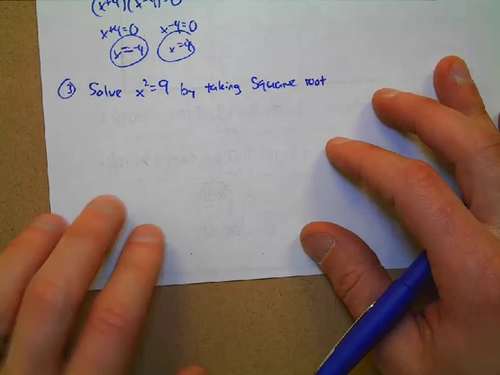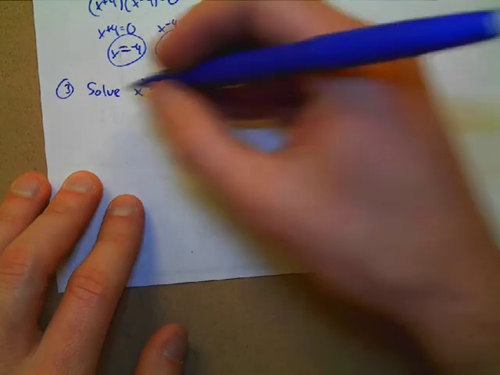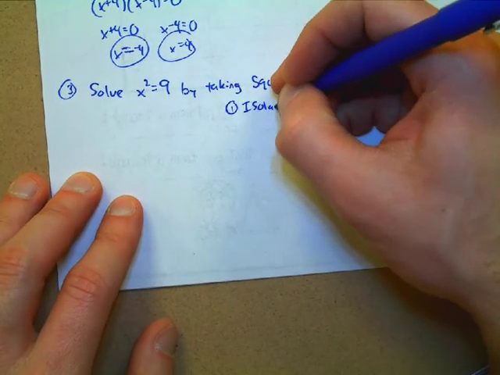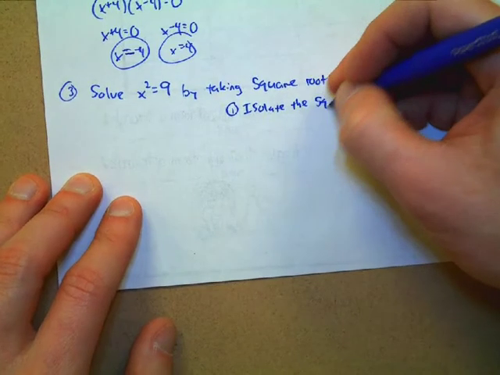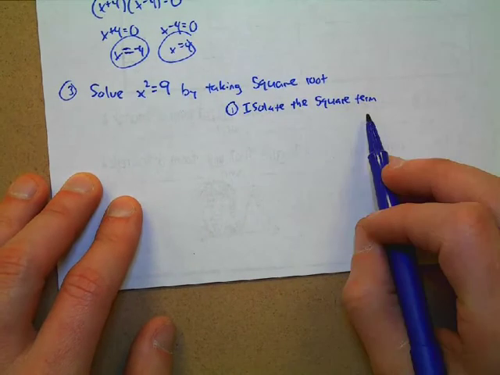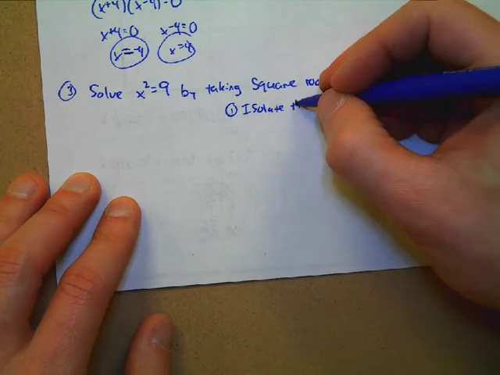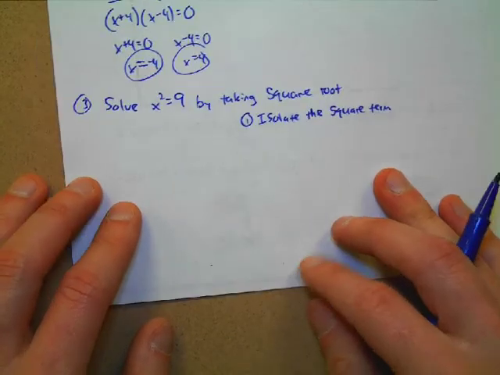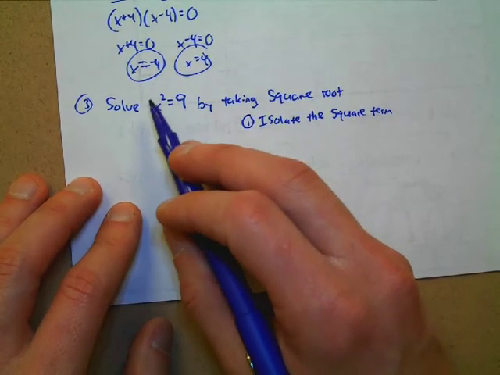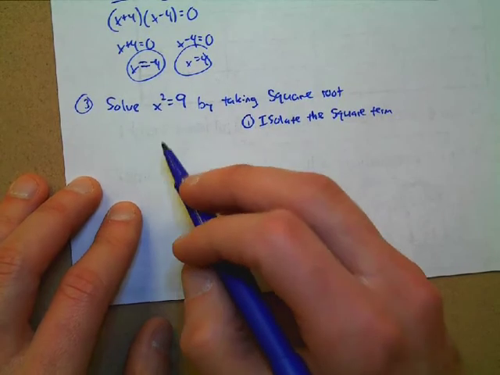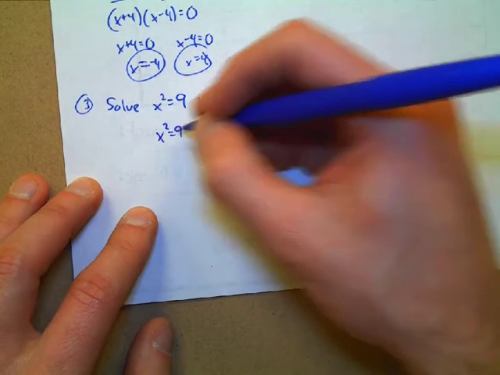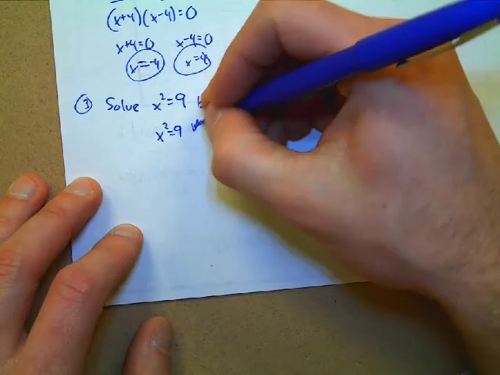Okay? So, first thing you want to do is isolate the square term. Isolate the square term. Our square term here is already isolated, right? It's by itself. It's x squared, and there's nothing else with the x squared on this side that I can get rid of. So that's what we've got: x squared equals 9. Check. We're there. It is isolated.